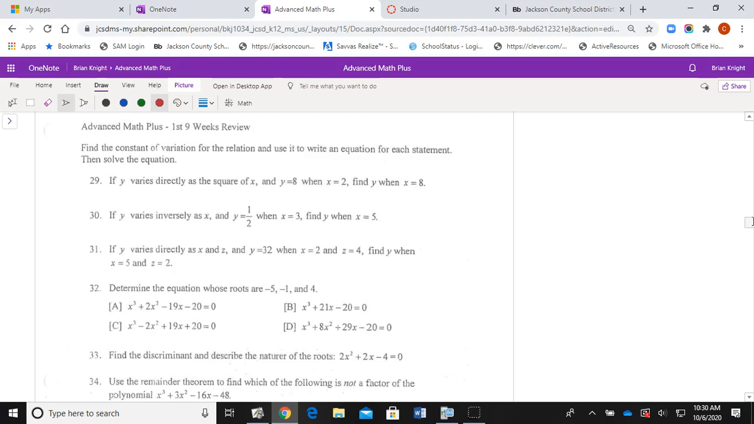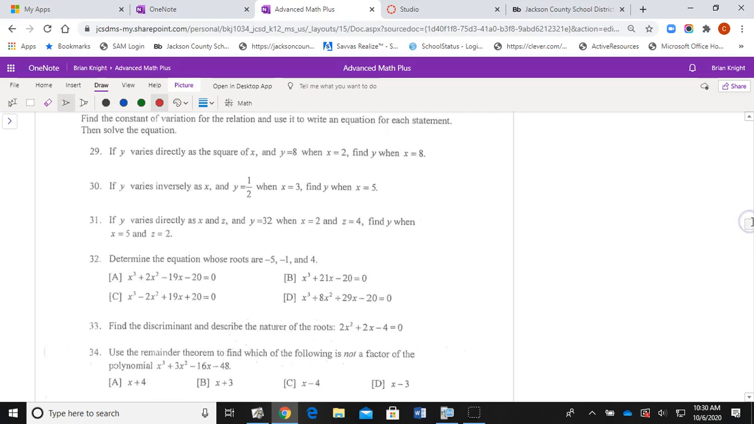All right? So 29, do y'all remember varying directly? What does that mean they do? Y'all remember? I'll write it over here. All right, so direct is like y equals kx. Indirect, or excuse me, not indirect, inverse is y equals k divided by x. That's an ugly k.